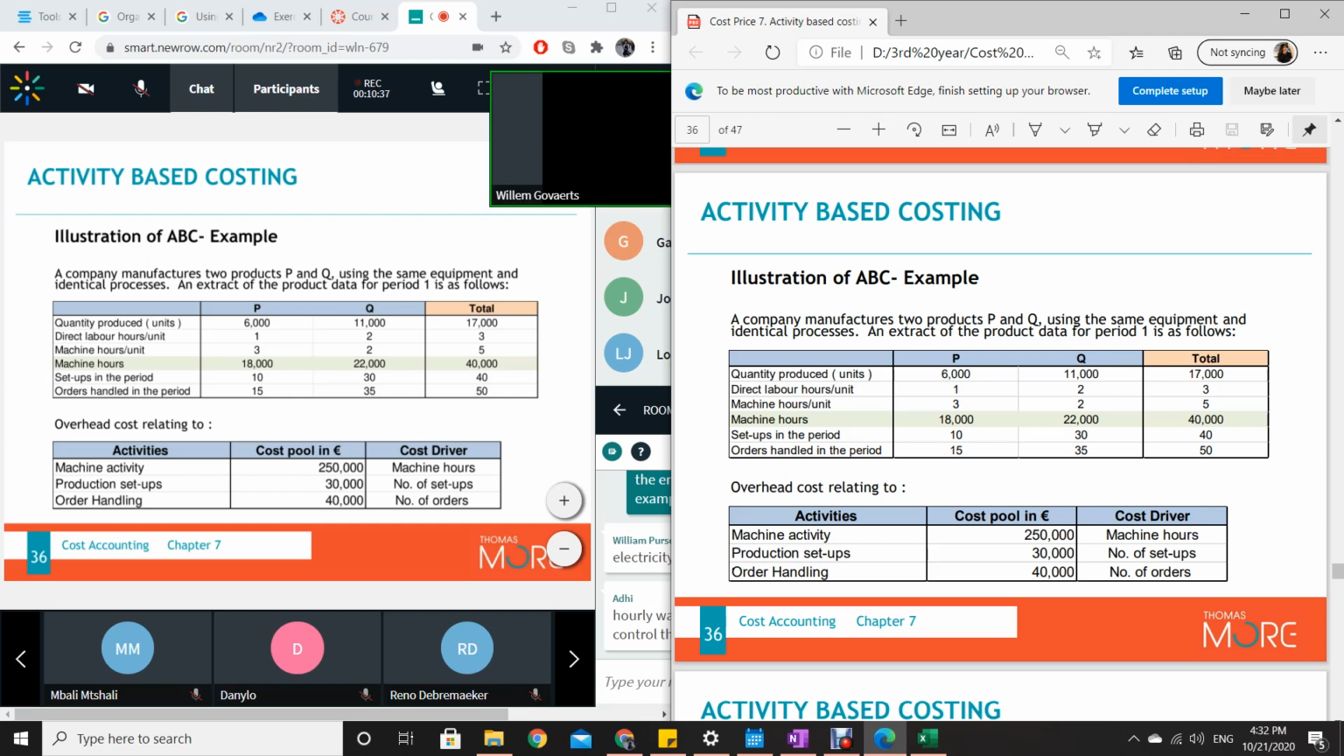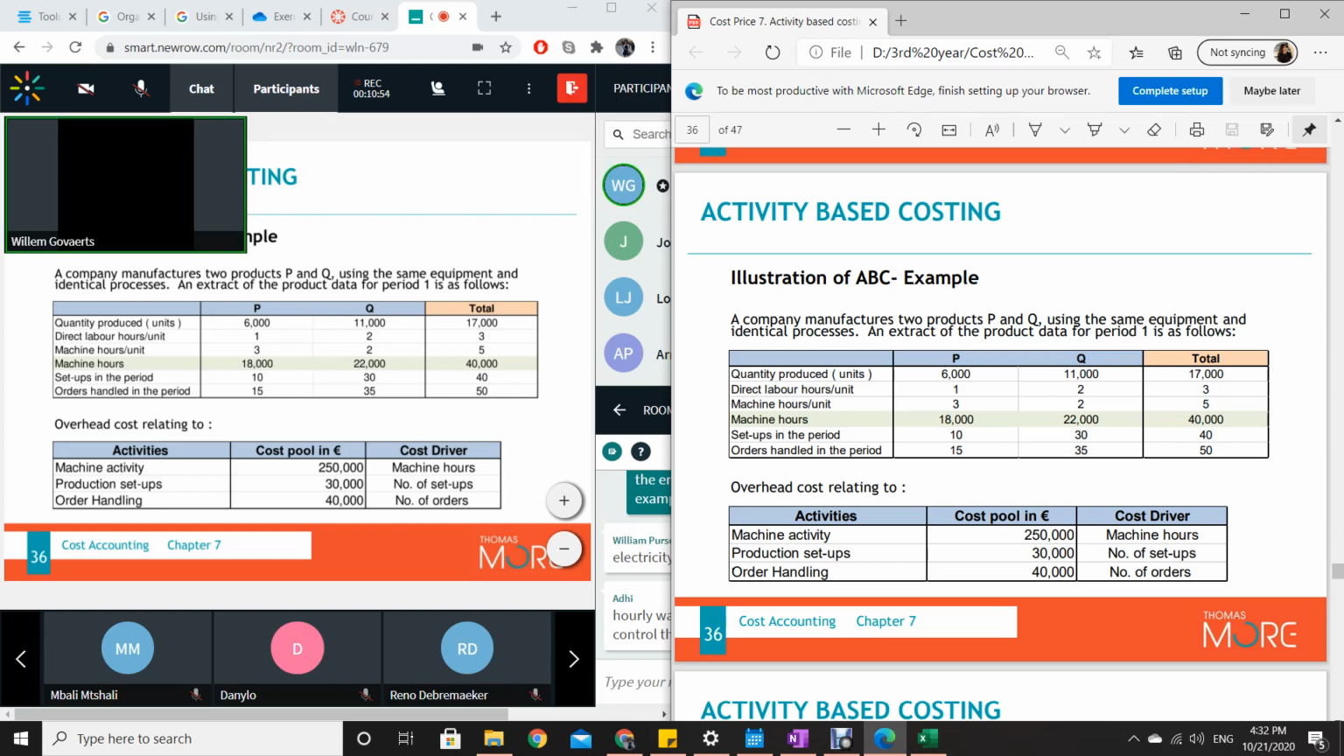Then we say there are 3 main activities. So here in the given, it's already clear what the 3 main activities are. So what are the cost pools, you can say. There is a machining activity, there is a production setup activity, and there is an order handling activity. These activities have overhead costs. The machine activity is 250,000 euros. The production setup is 30,000 and the order handling is 40,000.